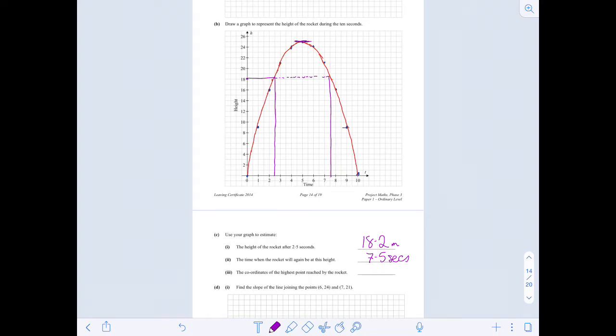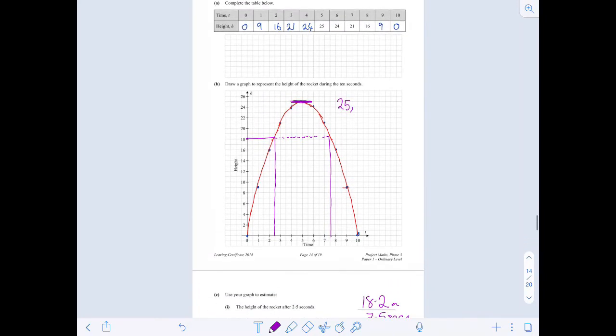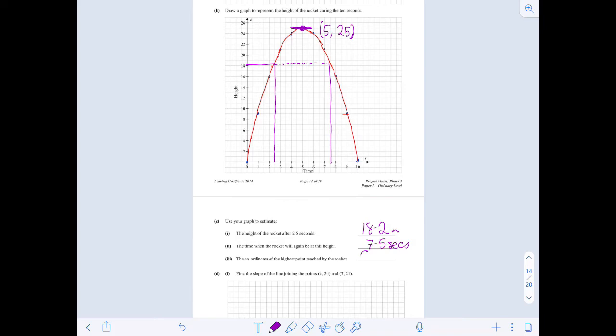The coordinates of the highest point reached by the rocket would be that point up there. The coordinates of the highest point reached by the rocket. Not really happy with the phrasing of that question, but anyway, I think I know what they're asking for. So it's going to be 5, comma 25, sorry. So that's the coordinates of that maximum point over there, so 5, 25.